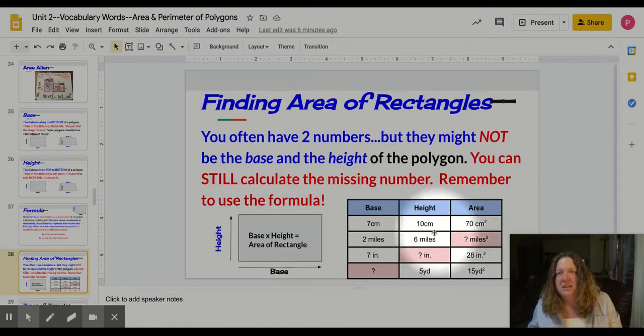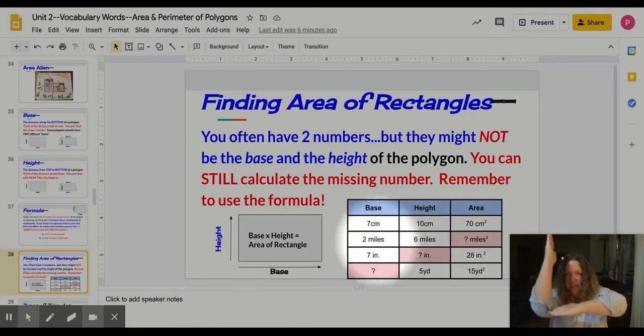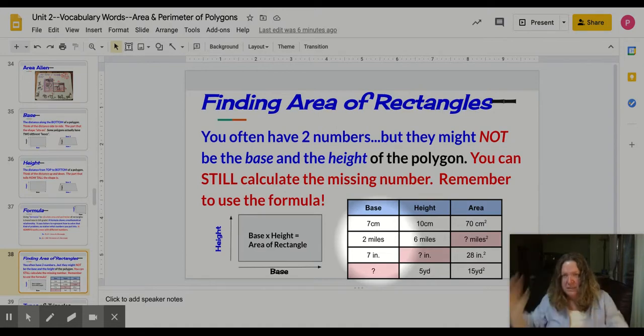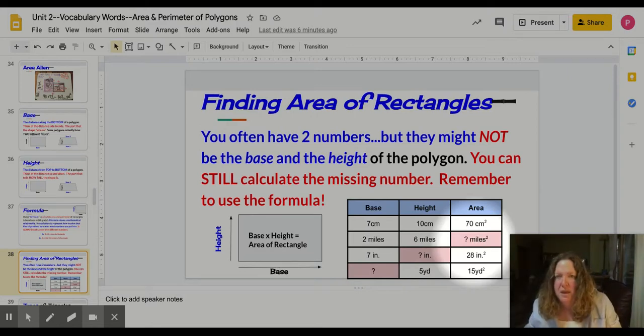But let's take a look here. What if the base is 2 miles and the height is 6 miles? 2 times 6? That's one we're familiar with. We know how to find 2 times 6. 12 miles. Easy. But sometimes we have 2 of the 3 numbers we need, and the missing one isn't the area. Sometimes we know the area, but we don't know one of the sides.